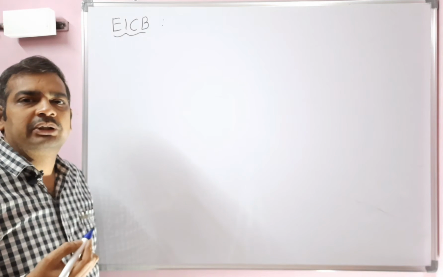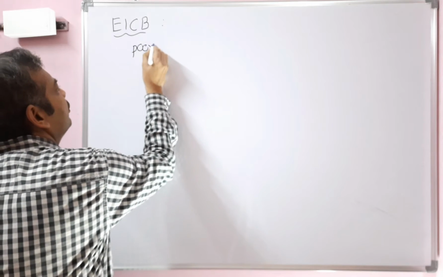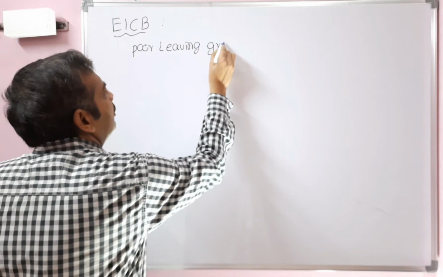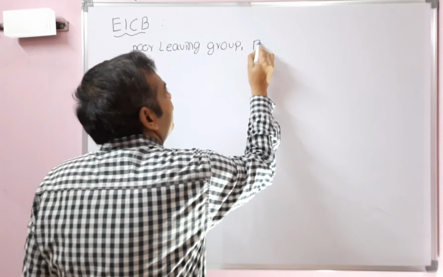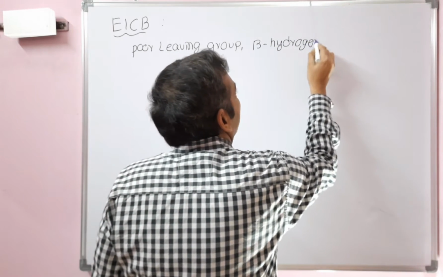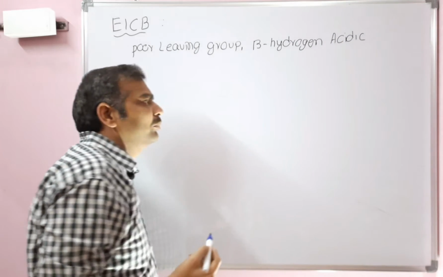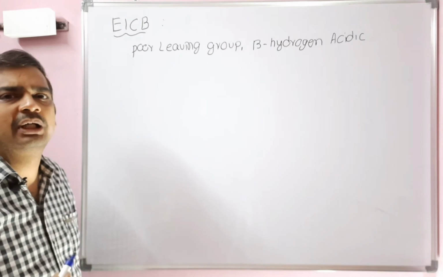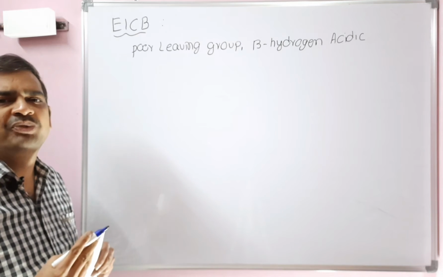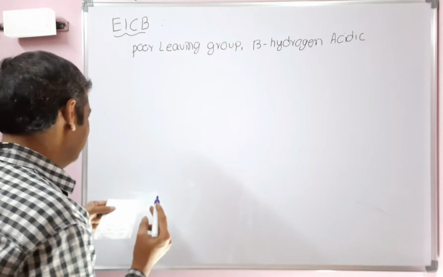Compounds containing a poor leaving group and an acidic beta hydrogen will generally undergo E1CB reactions. The beta hydrogen should be acidic. High temperature is required, a carbanion will form, the reaction is non-stereospecific, and there is no kinetic isotope effect for the E1CB reaction.